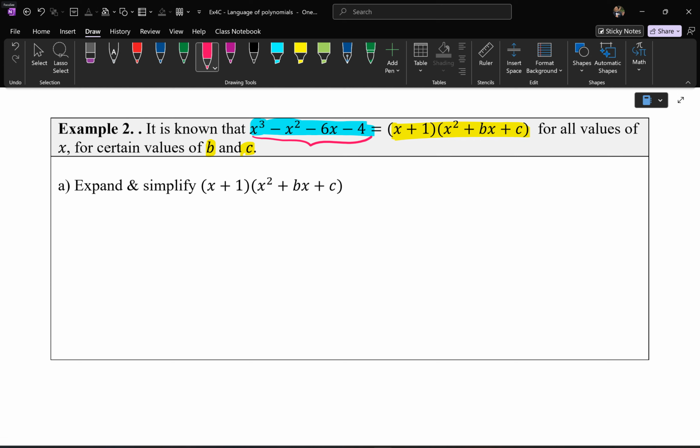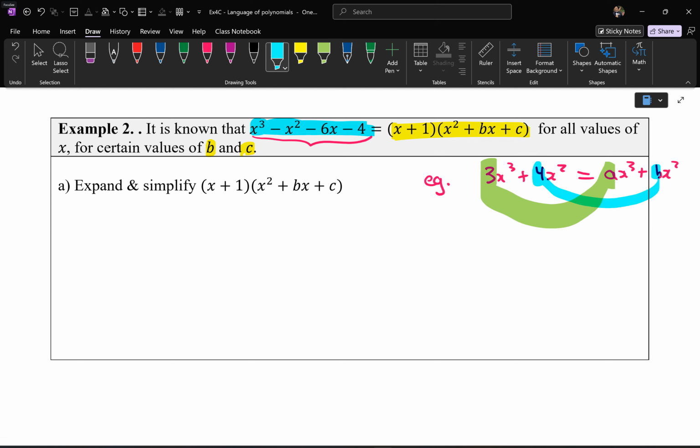Okay, coefficients means that if I gave you, for example, 3x cubed plus 4x squared, and I said this is equal to ax cubed plus bx squared, we can equate them and say 3 must equal a, and therefore 4 must equal b. Just because it's the same equation and it's equal to each other, therefore the coefficients must be the same. So in our case here, you need to expand this expression to get that. Okay, so here we go, let's do it.